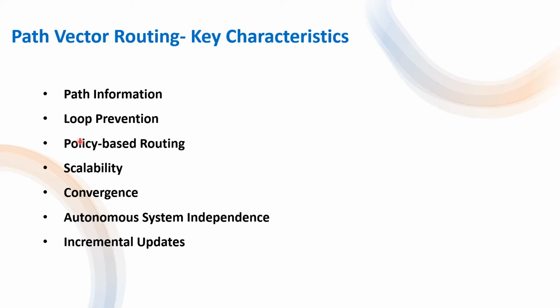Path vector routing allows policy-based decisions based on the autonomous system path. Routers can prepend or reject routes based on the autonomous systems involved, making it flexible for administrators to control traffic flow between domains. In terms of scalability, it is designed to scale well across large and complex networks like the internet, where distance vector and link state protocols may not perform efficiently.